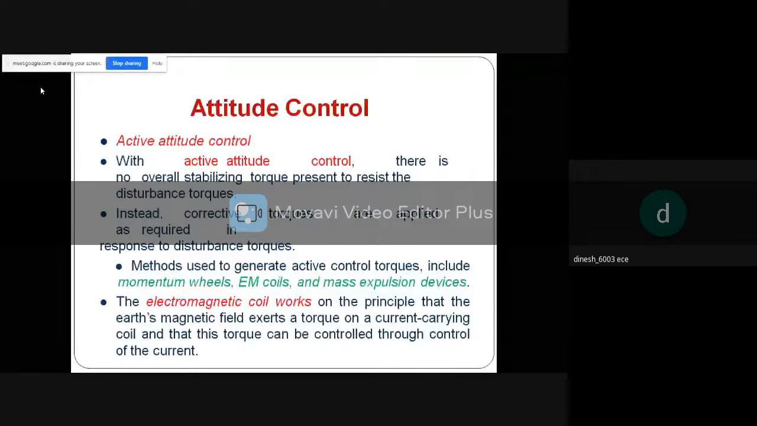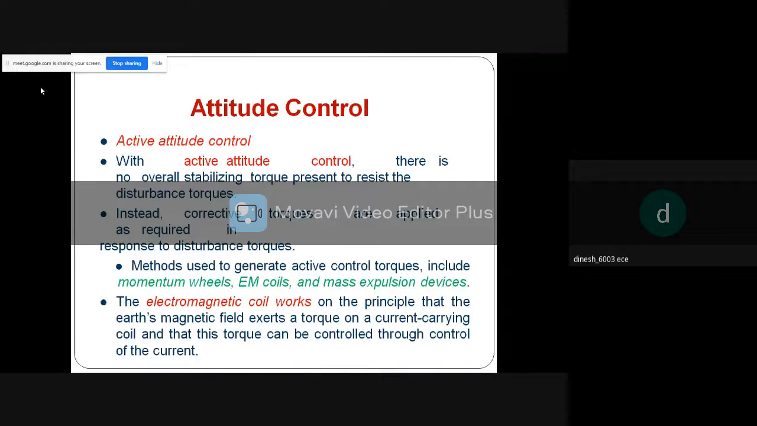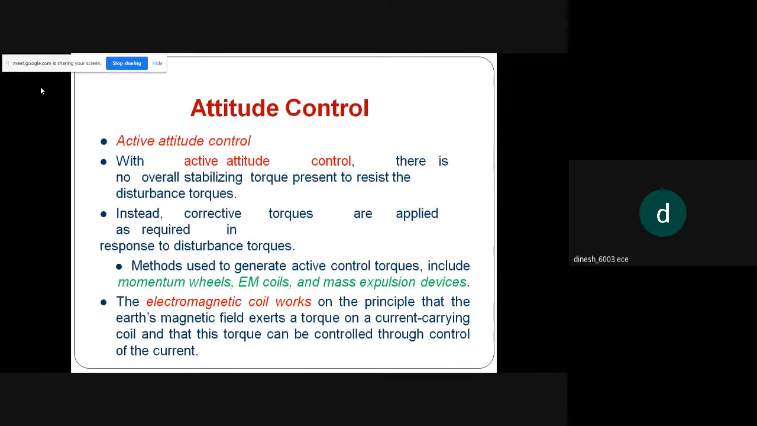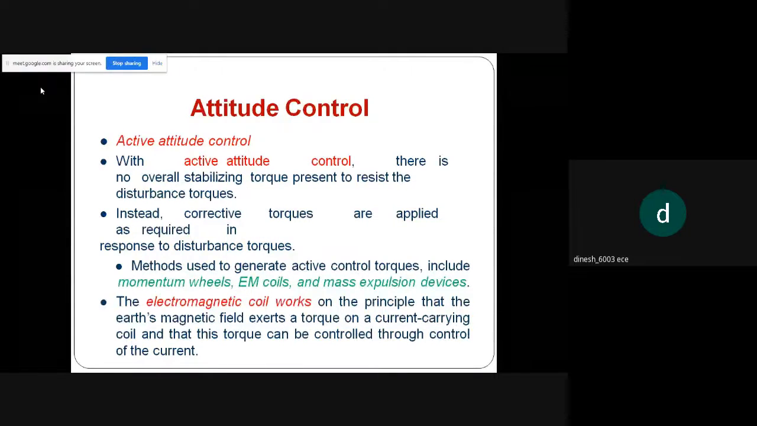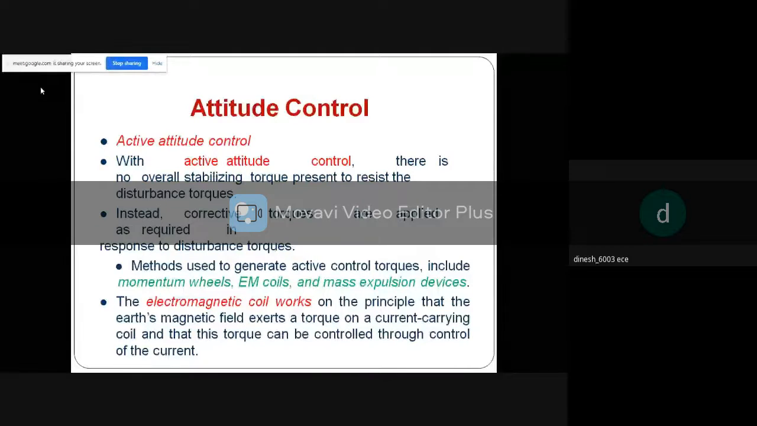So the electromagnetic coil principle uses the Earth's magnetic field that exerts a torque on a current carrying coil, and this torque can be controlled through the control of the current, in equivalence to that plus 2 degree. So if that is applied, the satellite will move minus 2 degree towards the opposite direction, and it will nullify the effects. So we get stabilization, which is done through active attitude control.